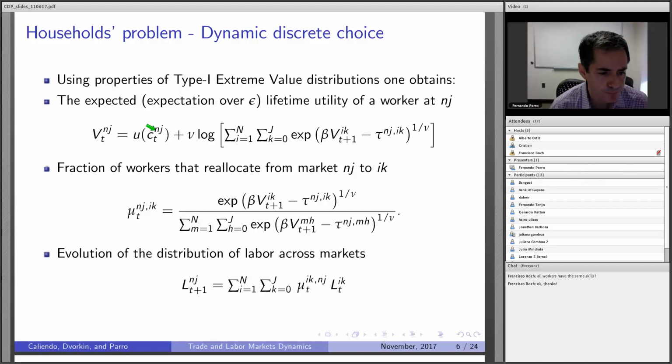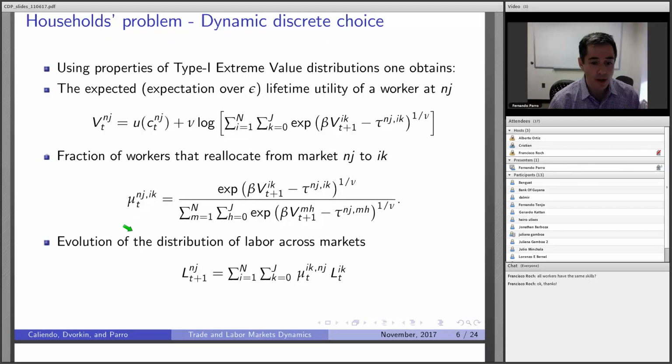But more importantly, we can solve for the fraction of workers that reallocates across labor markets. So mu NjIKt is the fraction of workers that move from industry J and region N to industry K and region I at time t. And it's going to depend on the expected value of going to the destination market net of a mobility cost, relative to the expected value of going to any other market net of mobility cost.